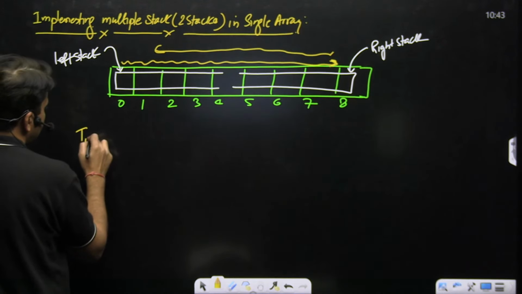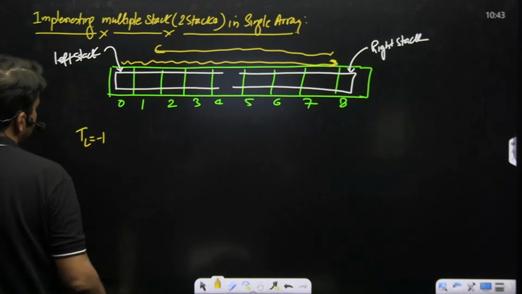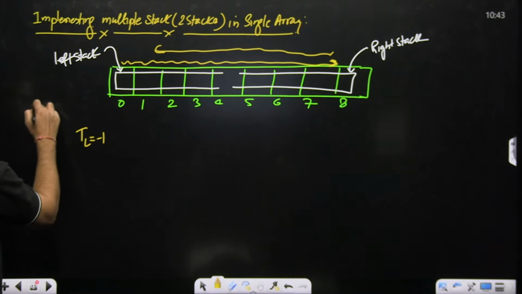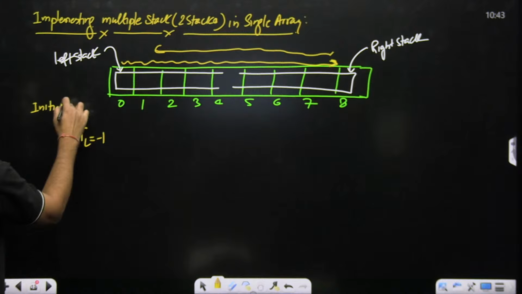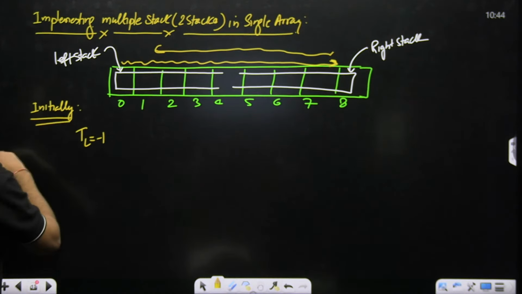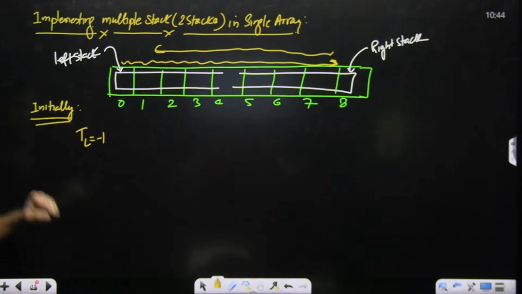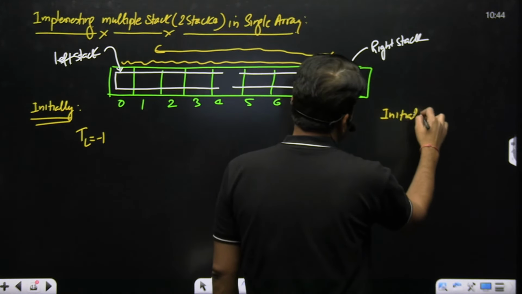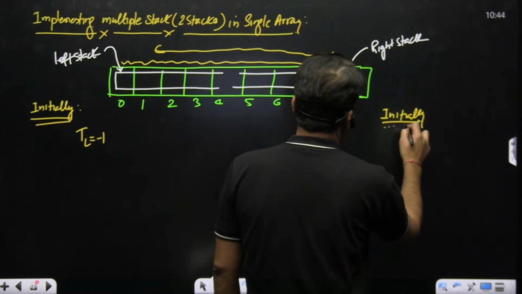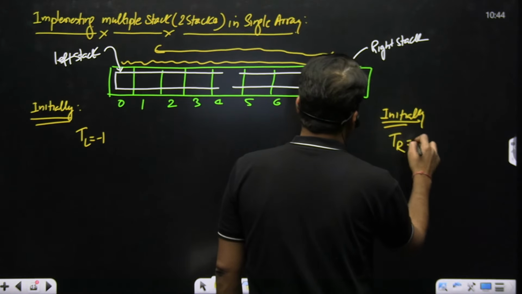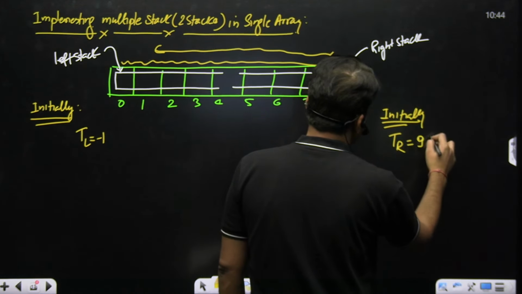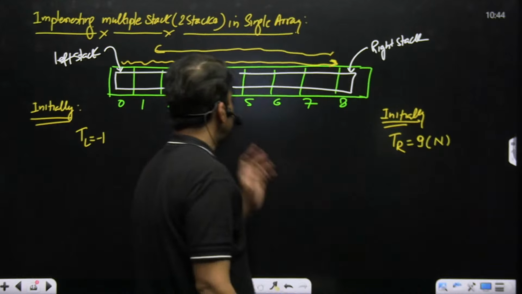So, sir, let TL, sir, this is a top pointer. Initially TL equals to what, sir? This is a pointer. Initially TL equals to -1. Initially this is the top pointer of the left stack, right? And here initially the top pointer is tr. Initially this is what, sir? N. Initially this is the total size of this array.